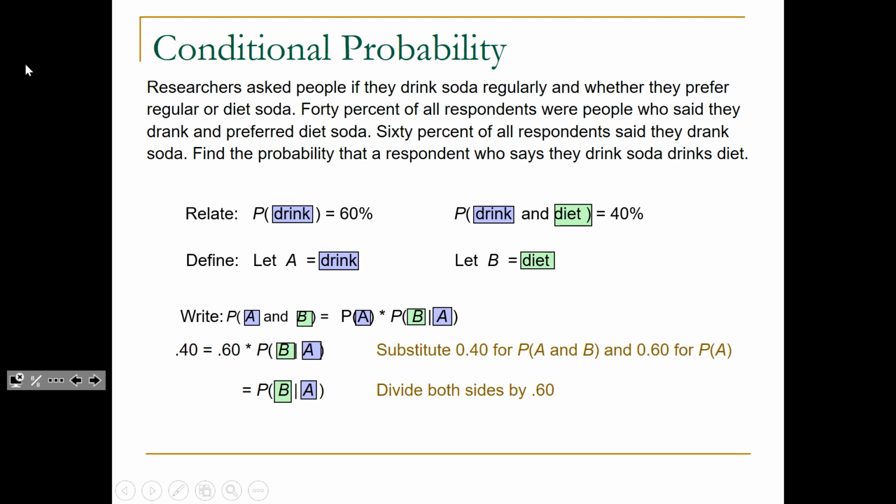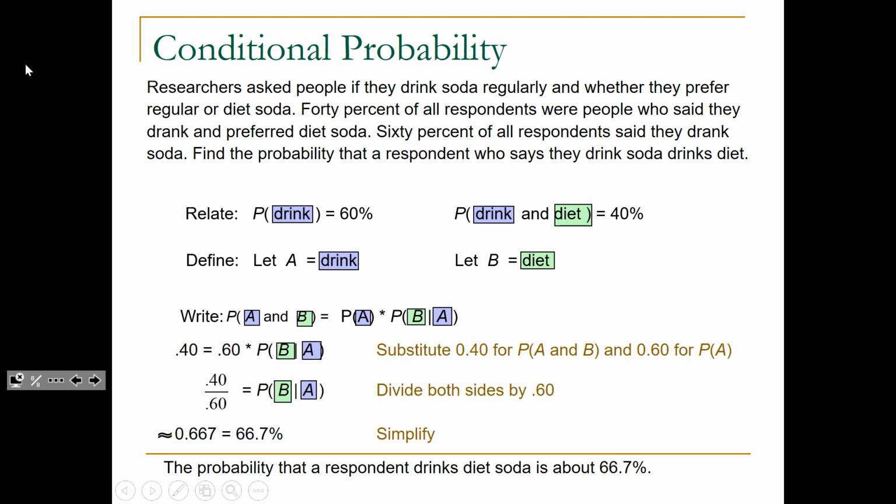Okay, again, we're trying to solve for the probability of event B given A. So what are we going to do? Divide. So we end up with 0.4 over 0.6, which is what as a decimal? Right, 0.6 repeating, which would be about what percent? 66.7 or 67%. Very good. So the probability that a respondent out of everyone that they talk to drinks diet soda is 66.7%.